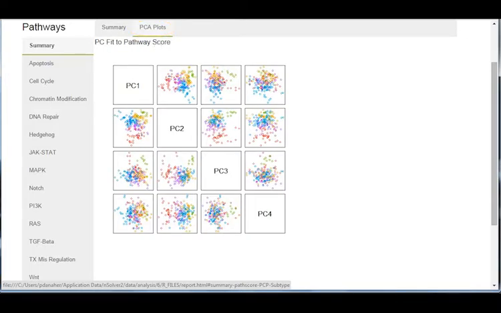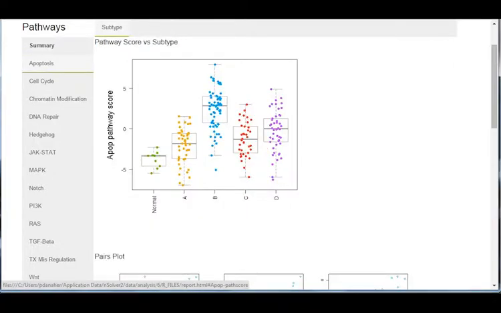By clicking on the pathway names on the left of the screen, we can examine each pathway score in greater detail. The plot atop the screen shows the pathway scores within each subtype. Notice that the normal samples have lower apoptosis scores than the other subtypes. Since we've used normal samples as a baseline for pathway scoring, normals will have lower pathway scores on average than the other subtypes for every pathway.